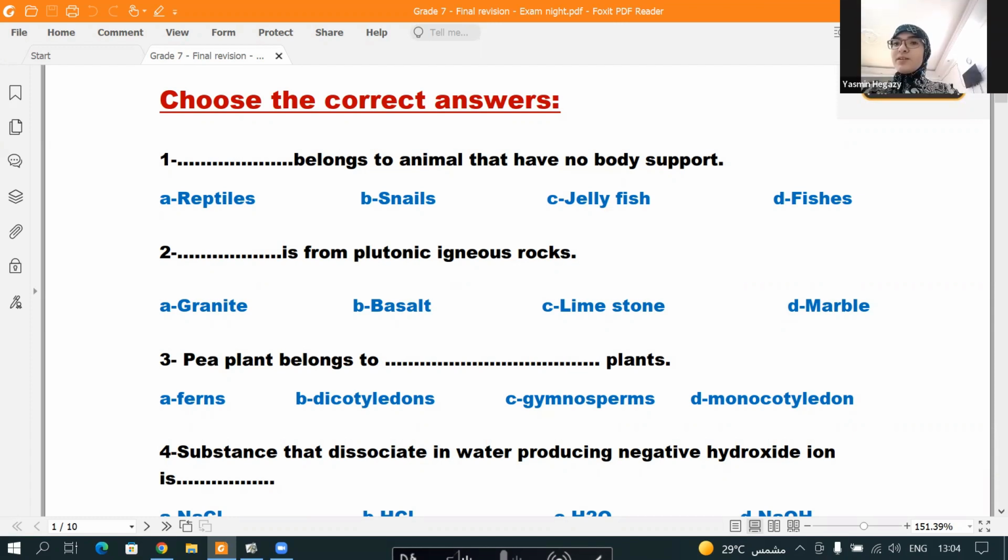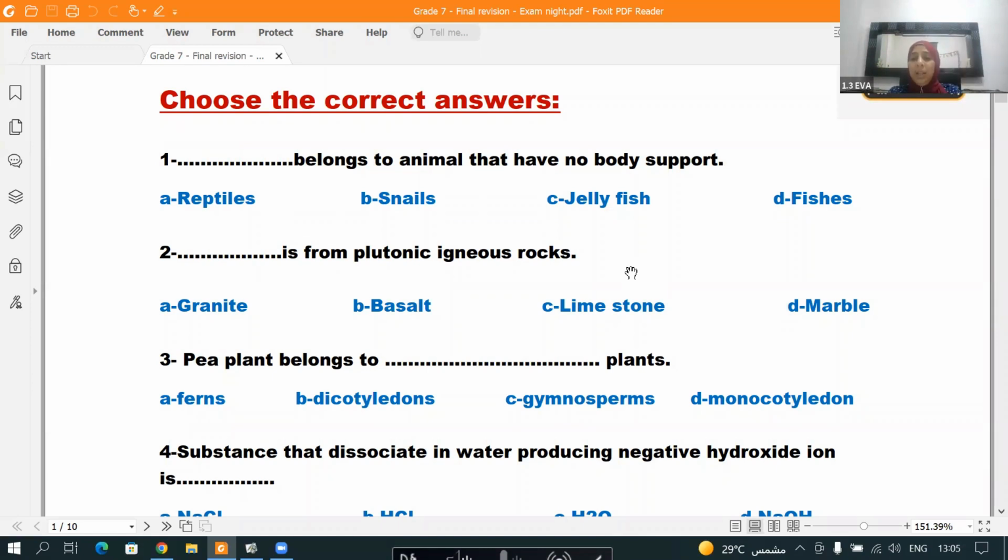Okay, belongs to animals that have no body support, jellyfish. Yes, jellyfish. So guys, we divided the animals into animals with support and animals with no support. The animals with no support don't have an internal skeleton or outer shell, like jellyfish, like octopus, like worm, okay? And the animals with support have internal support or an external shell. The internal skeleton, like fish, reptiles, mammals, amphibians, all of us have an internal skeleton. If you touch your hand here or your finger, you will find the internal bones.